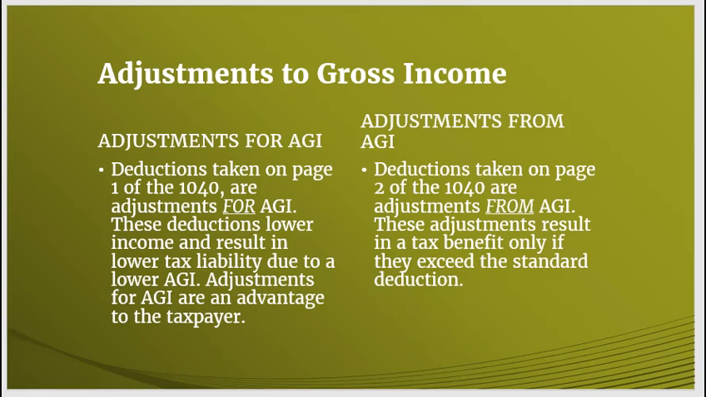We refer to adjustments to gross income as adjustments for AGI, meaning they come before AGI. So the deductions are taken on the front of the 1040. You might also hear them referred to as above the line deductions. These are deductions that come before AGI. We'll talk about deductions that occur after AGI, and those are considered to be deductions from AGI. But our adjustments for AGI are this group of things that reduce our gross income before we get to AGI.